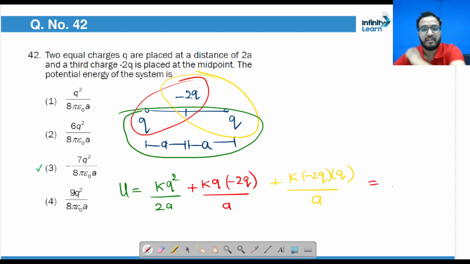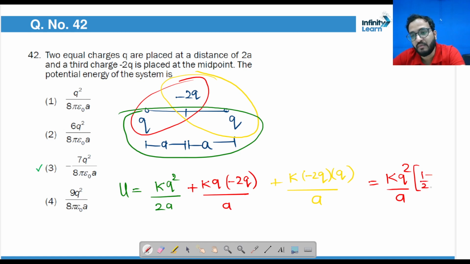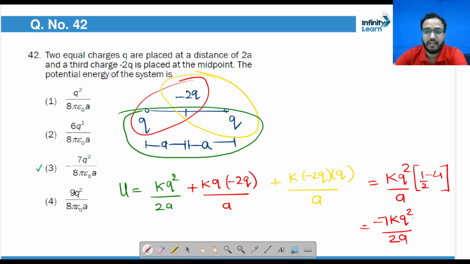So what is the answer? kq square by a is common, and then it is half, minus 2, minus 2 is minus 4, so 1 by 2 minus 4, 4 to 8 minus 1 is 7, so minus 7kq square by 2a. Now put the values. I guess the third option is matching. Clear?